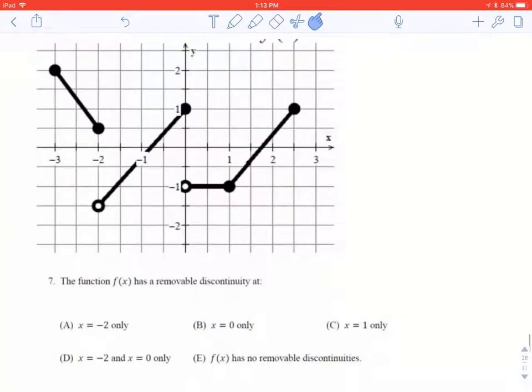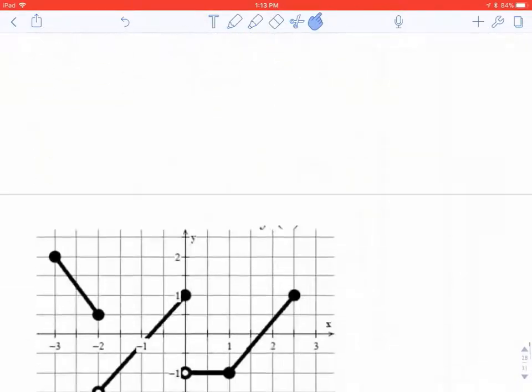Number 7. This function has removable discontinuity at no. Those are the only places it could be. And it has neither of those because those are jump discontinuities. So that's E. Same picture.